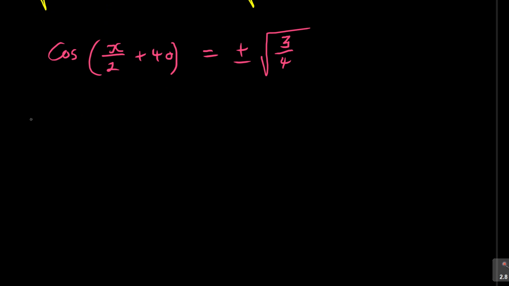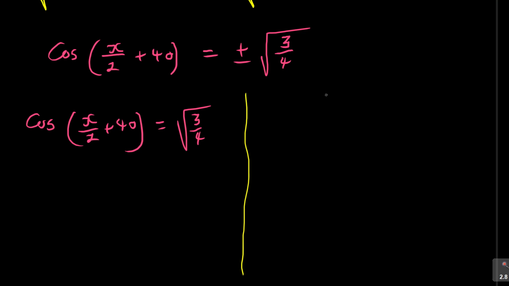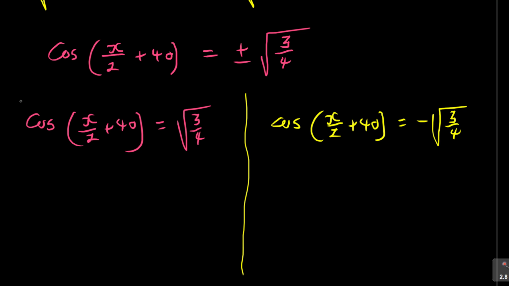You've got two answers: cos (x over 2 plus 40) is equal to the positive one, the square root of 3 over 4, or cos (x over 2 plus 40) is equal to negative square root of 3 over 4. You see that? Remember the positive and the negative. So the next step is to focus on the first one here.